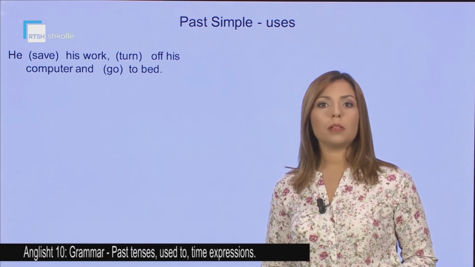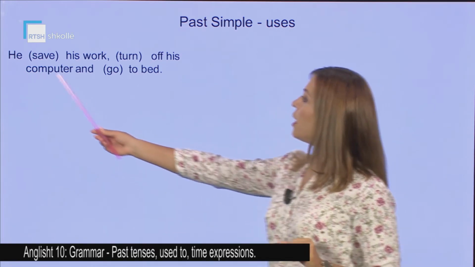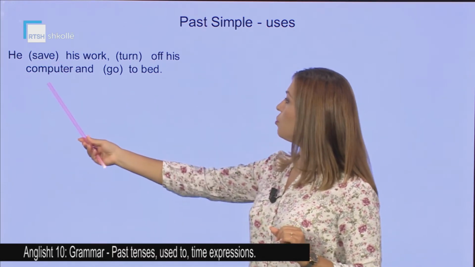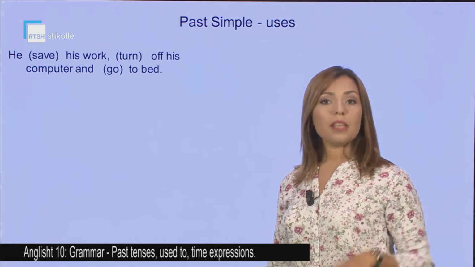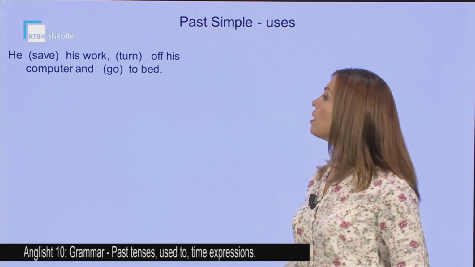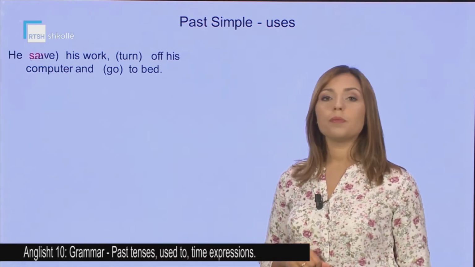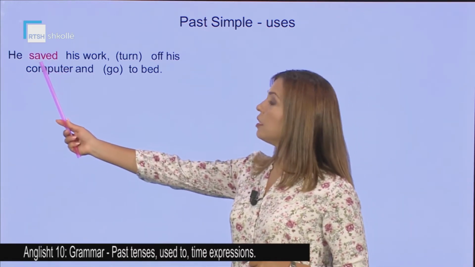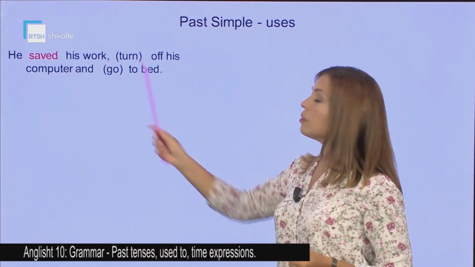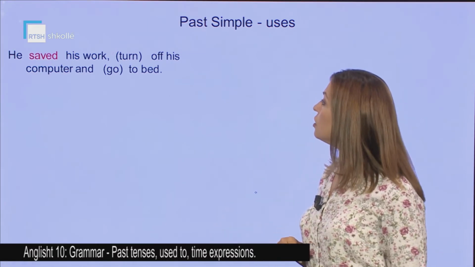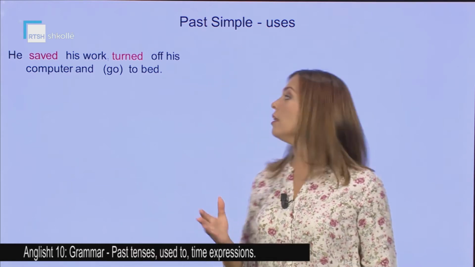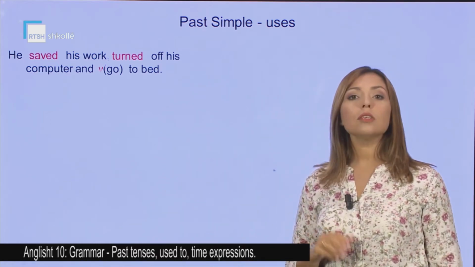So, past simple. He, the verb is save, his work, turn off his computer and go to bed. This happened in the past. I am telling you that, I am stating you that. So, what did he do? He saved, ed, it is regular, his work, put it in the past, turned off his computer and then went to bed.